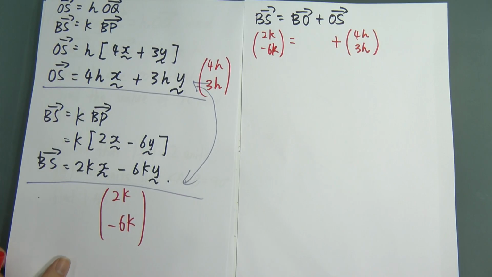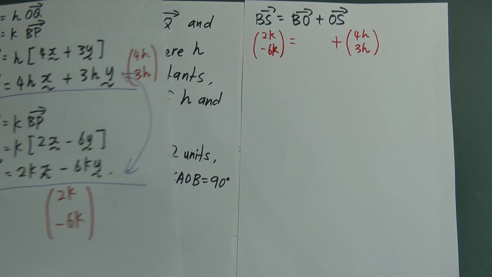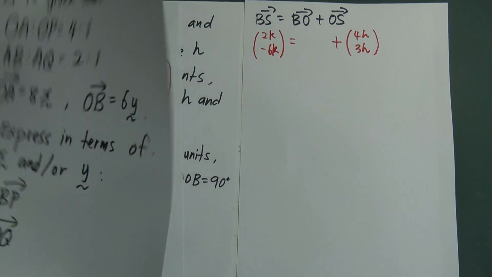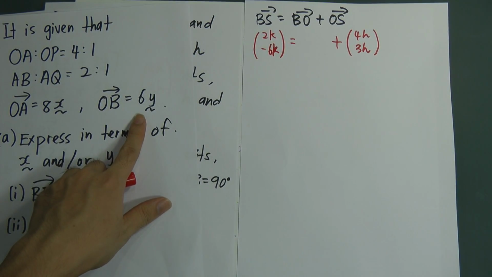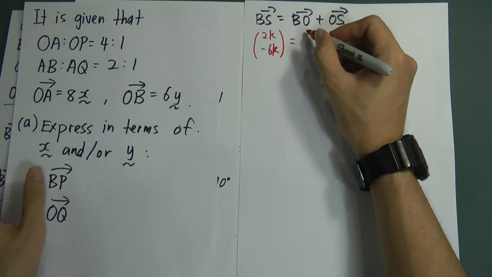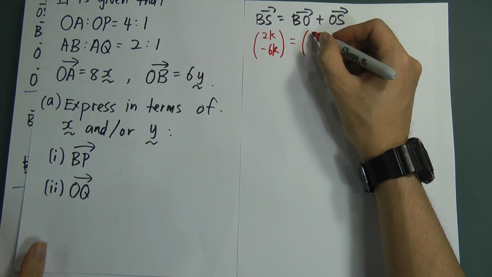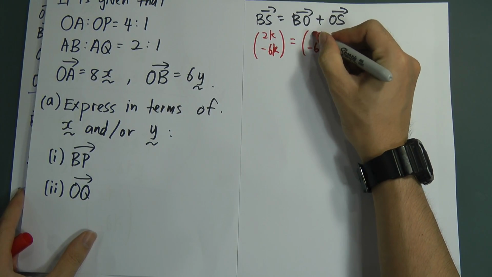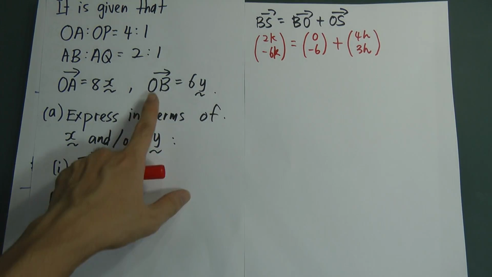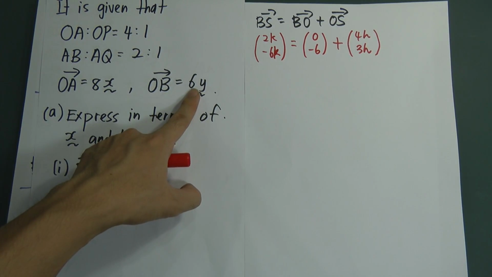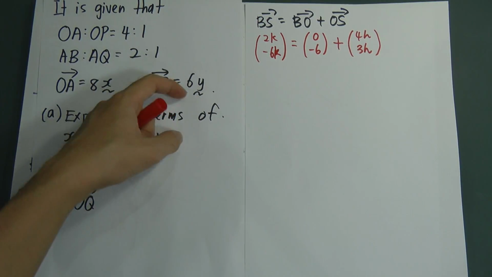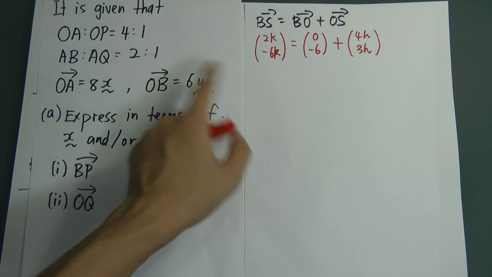What is BO? From the equation, they give us OB equal to 6y, so BO equals negative 6y. So this one becomes negative 6y. There is nothing for x; only y is negative 6. So here I put 0 because there is no x. Top is for x, bottom is for y. So x gets 0 because there is no x here, but y has negative 6.